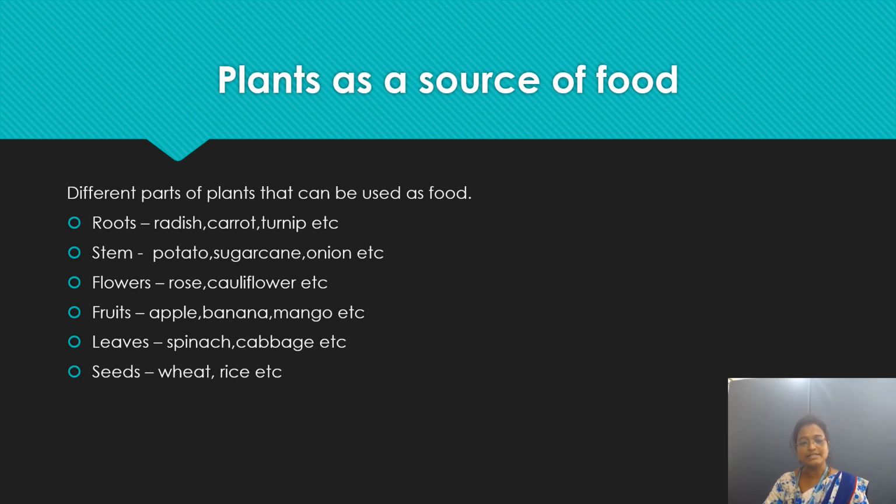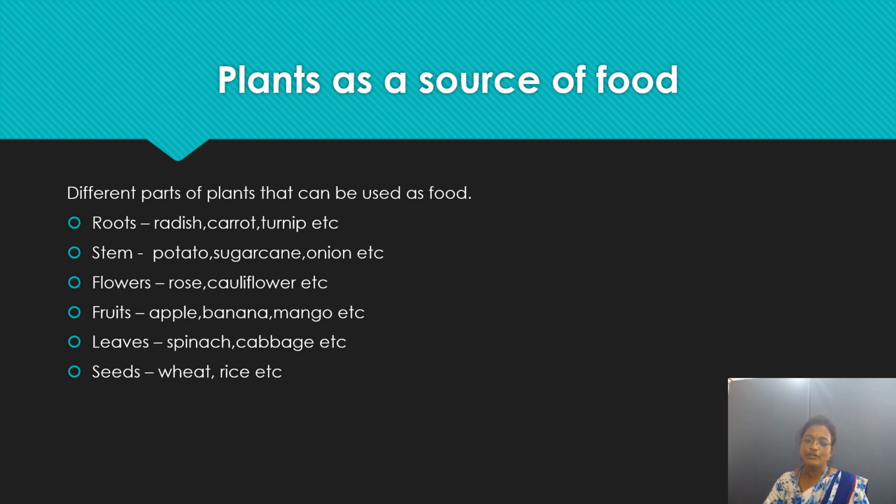Next is stem. Which are the stems? Here potato, sugarcane and even onion. So these are the parts which we get as a stem from plant, isn't it? Next is flowers. Here we use rose. Rose petals are used even for juice. Even cauliflower we use in our food, isn't it? So these are the flowers which we get from plant.